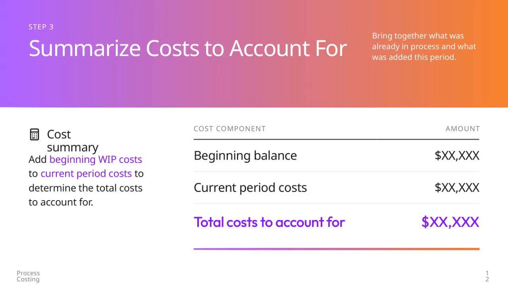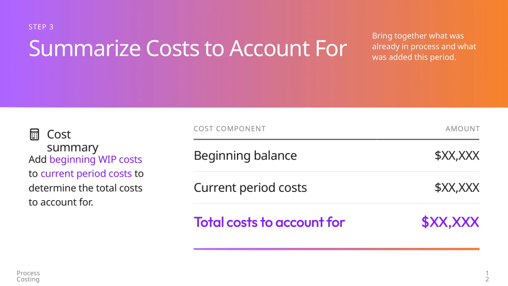Here, we're focusing on summarizing the costs to account for in process costing. Essentially, we combine the costs that were already in progress at the beginning of the period with the costs added during the current period. This gives us the total costs to account for. We start by taking the beginning work in process balance, then add the current period costs, which together form the full amount of costs that need to be allocated.